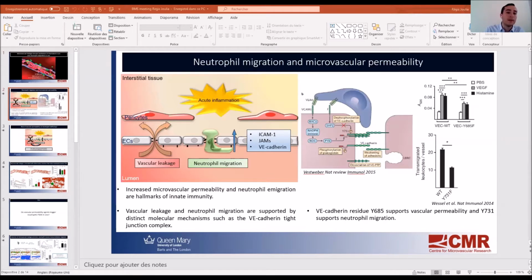microvascular permeability and neutrophil migration are hallmarks of innate immunity. And central to the regulation of this phenomenon are the endothelial cells and the layer that they are forming, and notably the associated integrin and junctional molecules such as ICAM1, JAM family, and VE-cadherin family.